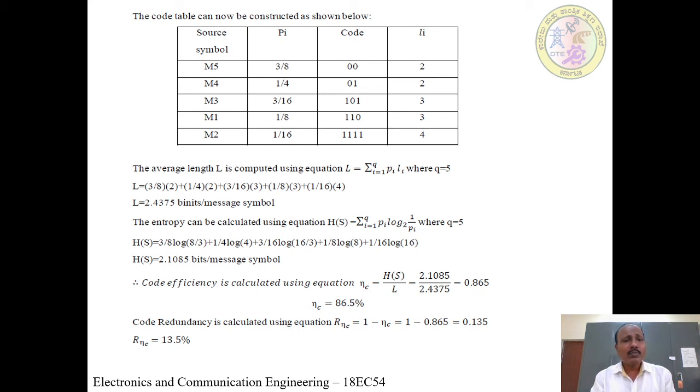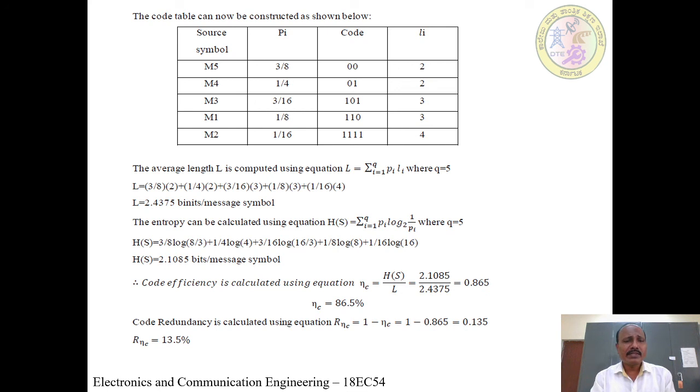Then the entropy for the given probabilities can be calculated as H of S equal to summation of i equal to 1 to q of Pi into log of 1 by Pi, where q is equal to 5. By using this equation, if you calculate it, you will get H of S equal to 2.1085 bits per message symbol.